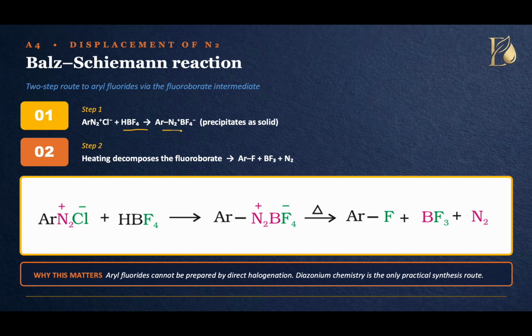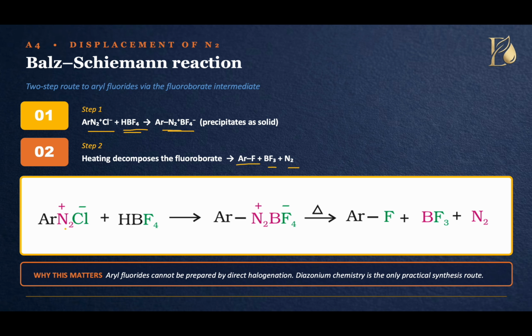This reaction happens in two steps. First, the diazonium salt reacts with fluoroboric acid, HBF4, to produce the precipitate of diazonium fluoroborate. Then what is happening next? In the second step, this diazonium fluoroborate is heated so that it decomposes and forms the aryl fluoride along with boron fluoride and nitrogen gas.